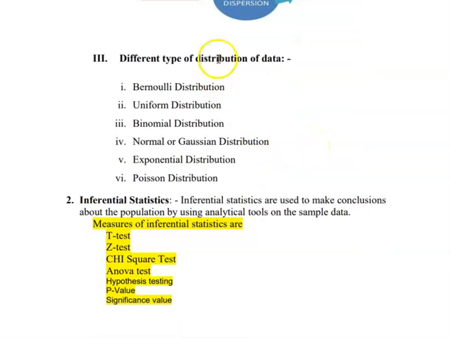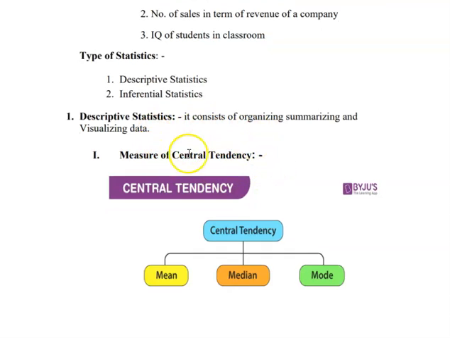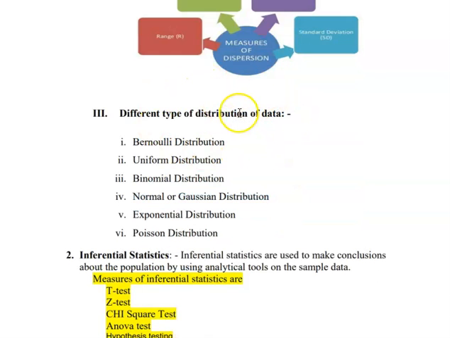It is also important to understand the different types of distribution of data: Bernoulli distribution, uniform distribution, binomial distribution, normal or Gaussian distribution, exponential distribution, and Poisson distribution. In general, normal or Gaussian distribution has been very important. So what is descriptive statistics? We just describe the data, explain the data, where we study the center of the data, spread of the data, and the type of distribution of the data.